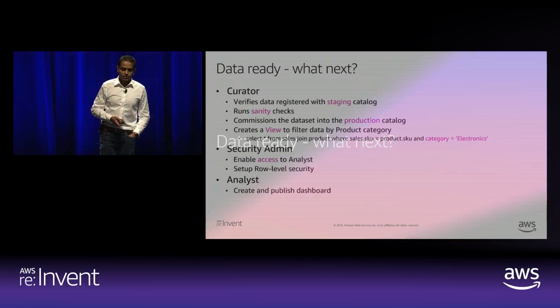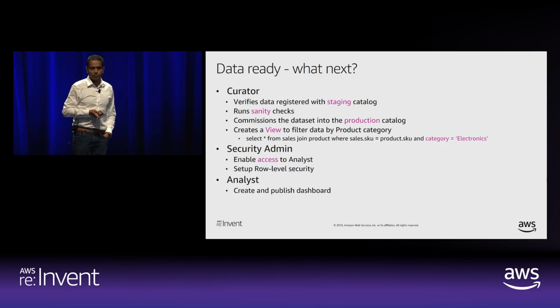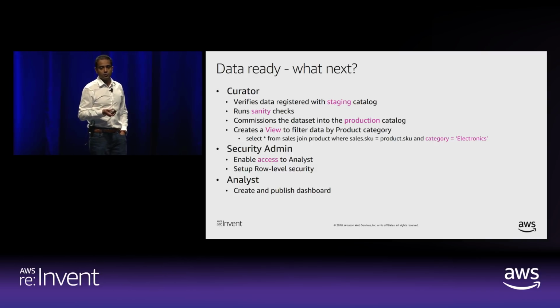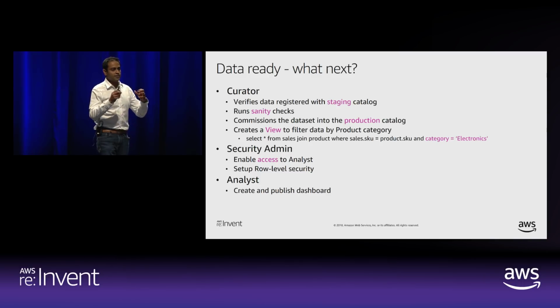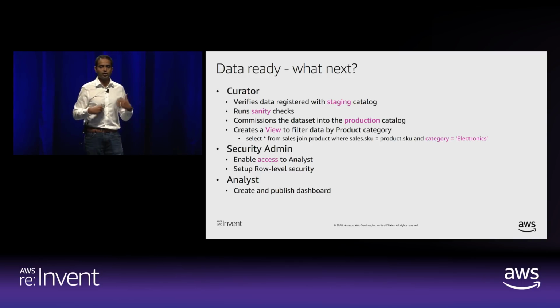Okay. Now the data is ready. What next? So this is where the Curator comes in. They are registering to the catalog and running the sanity checks. So this is where the data is already in the staging catalog. Now you would commission that data set for production. This is where you want to filter the data for a specific category, right? So this is where you would create a view.